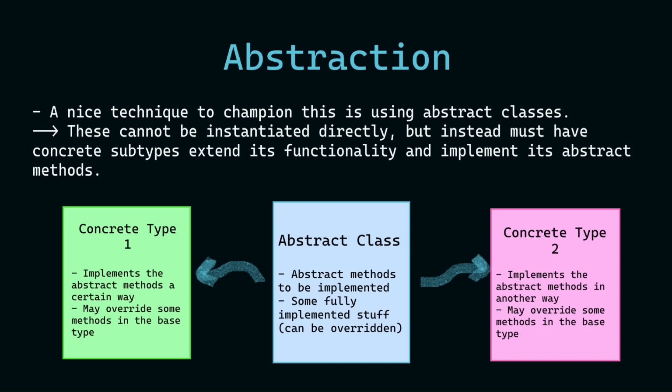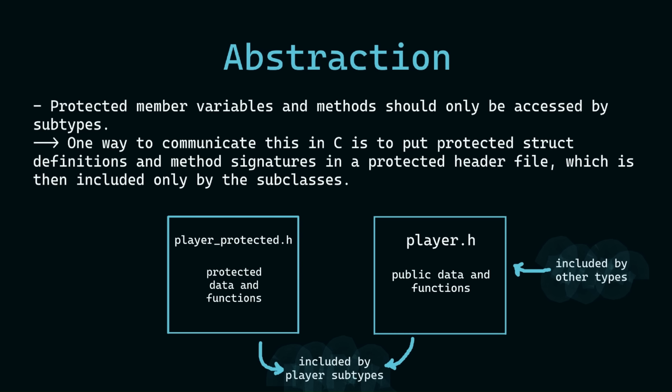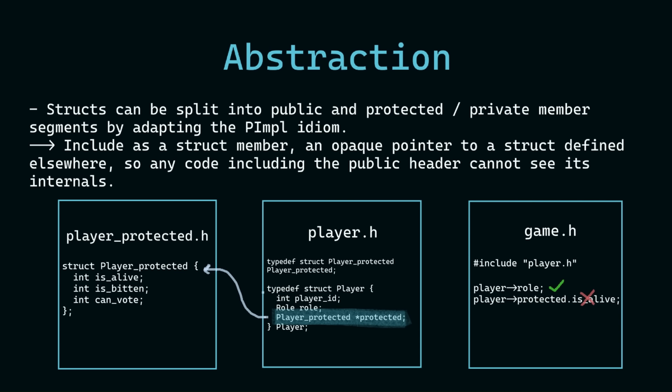A nice technique to champion this is using abstract classes. These cannot be instantiated directly, but instead must have concrete subtypes extend its functionality and implement its abstract methods. Protected member variables and methods should only be accessed by subtypes. One way to communicate this in C is to put protected struct definitions and function prototypes in a protected header file, which is then included only by the subtypes. Structs can be split into public and protected/private member segments by adapting the PImpl idiom. Include as a struct member an opaque pointer to a struct defined elsewhere, so code including the public header cannot see its internals.